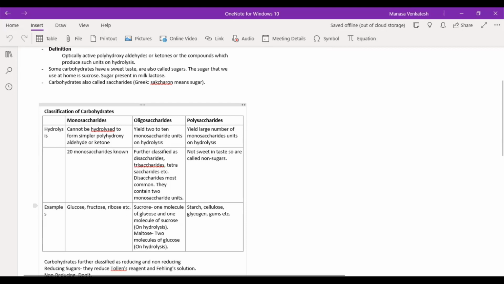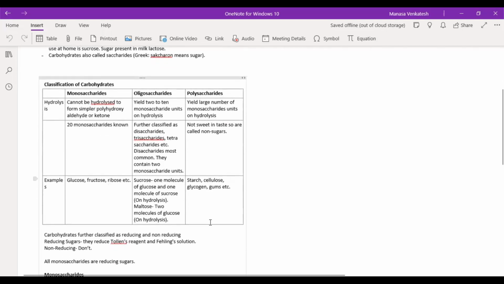Examples of monosaccharides: glucose, fructose, ribose, etc. Then oligosaccharides: sucrose, as I said, gives 1 molecule of glucose and 1 molecule of fructose on hydrolysis. Another example is maltose. When maltose gets hydrolyzed, it gives us 2 molecules of glucose. Lastly, polysaccharides: starch, cellulose, glycogen, gums, etc. All of these are polysaccharides.